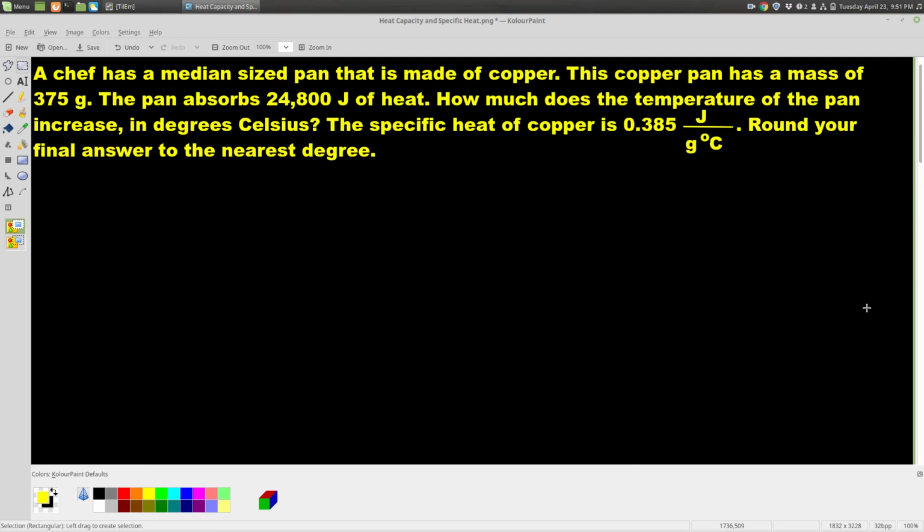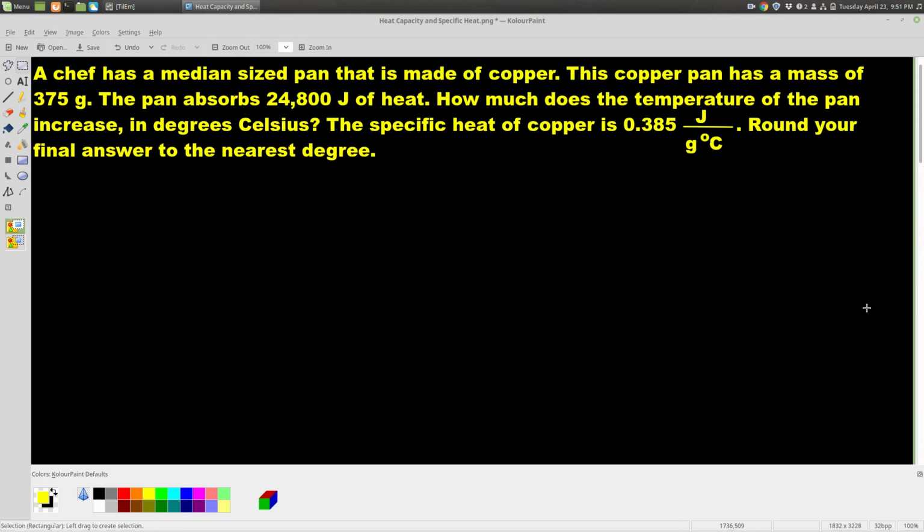It says a chef has a medium-sized pan that is made of copper. This copper pan has a mass of 375 grams. The pan absorbs 24,800 joules of heat. How much does the temperature of the pan increase in degrees Celsius? The specific heat of copper is 0.385 joules per gram times degrees Celsius. Round your final answer to the nearest degree.